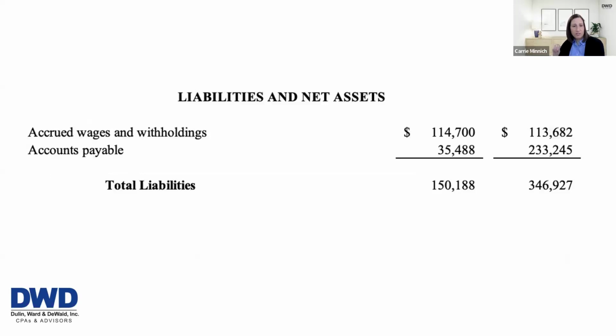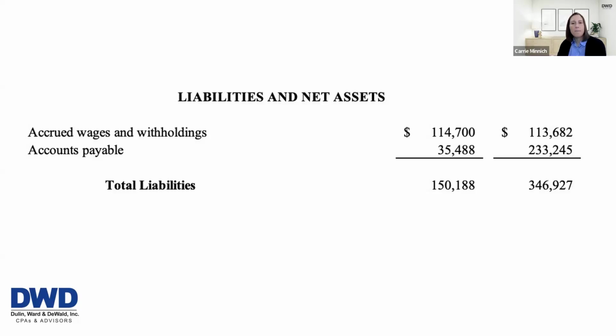Next section under the first statement of financial position, this is our liabilities. So again, the first column is 2024, second column is 2023. So when we look at liabilities, again, this is money that we owe to other people for services they've provided, for items that we've purchased, and we just haven't paid them yet. So the first line here is accrued wages and withholdings.